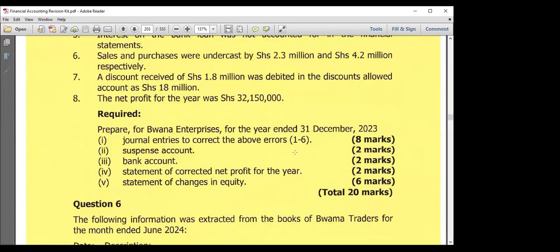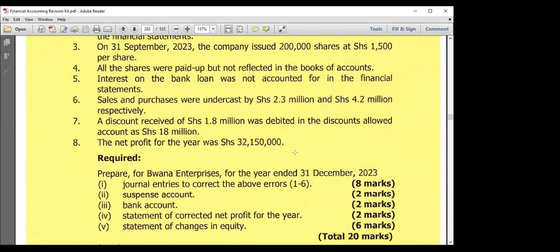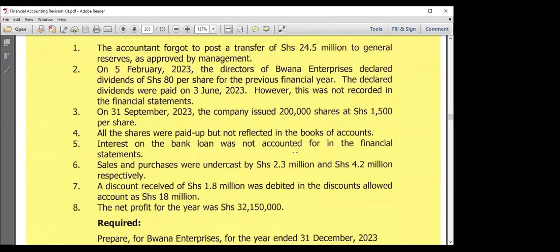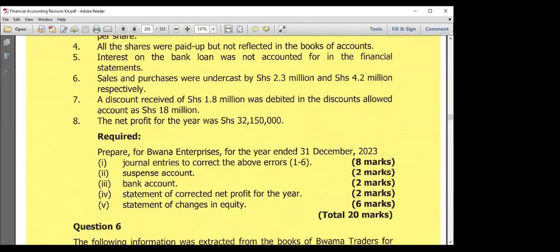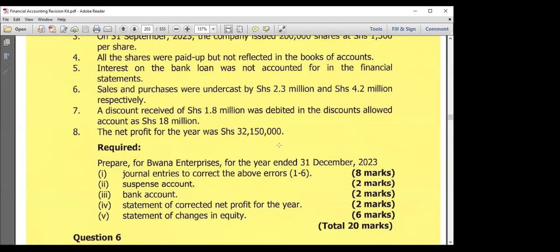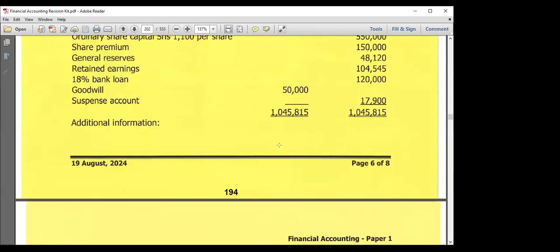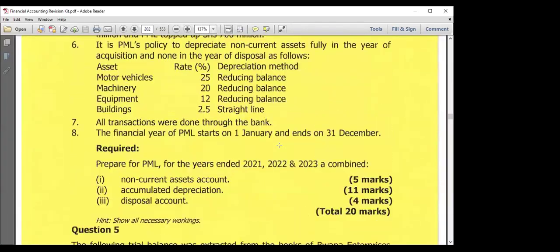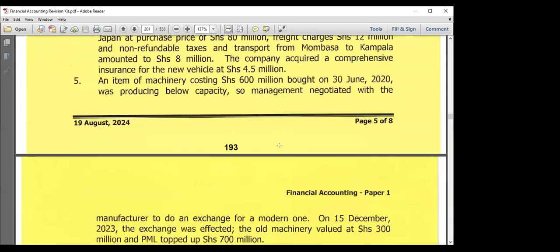Statement of changes in equity, you'll see that as we deal with financial statements. But for what you've covered, correction of errors through journal entries, the suspense account, and the bank account, you can prepare them because you've already looked at ledger accounts or T accounts. Then we are also going to look at the statement of corrected net profit. Those are 3 sittings consecutively with an error question coming.